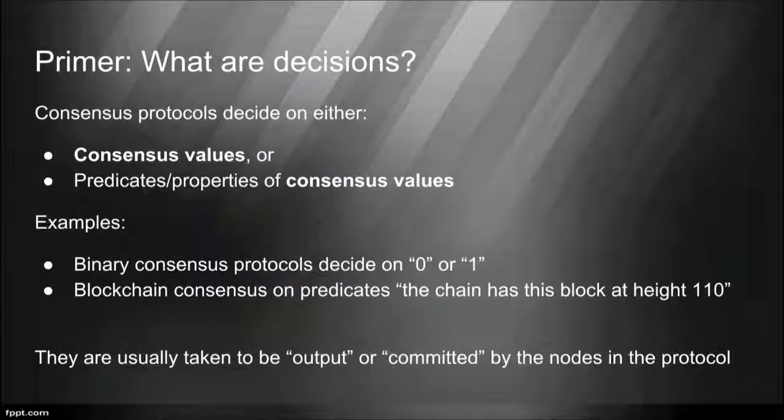So consensus protocols usually decide on values, which we're going to call consensus values, or on predicates of values. So rather than deciding on the whole value, you say, okay, the value has this property. In a binary consensus protocol, we're going to decide on a bit, 0 or 1. In a blockchain consensus protocol, instead, you decide that some block is in the chain. You don't ever decide on a blockchain because it can always grow, but you decide this block is in the chain.